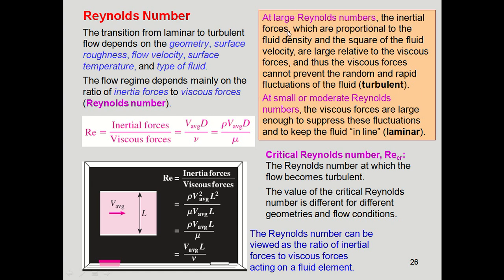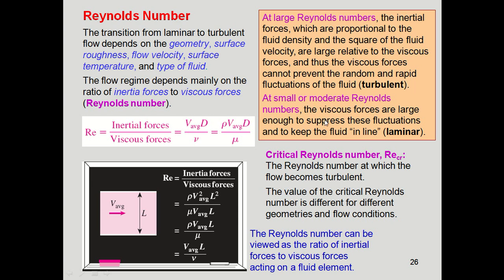At large Reynolds numbers, the inertial forces, which are proportional to the fluid density and the square of the fluid velocity, are large relative to the viscous forces, and thus the viscous forces cannot prevent the random and rapid fluctuation of the fluid, that means turbulence. So if inertia forces are higher in the fluid flow, they will dominate the viscous forces of the fluid. That's why the Reynolds number will increase. If inertial forces are higher, the flow becomes turbulent.